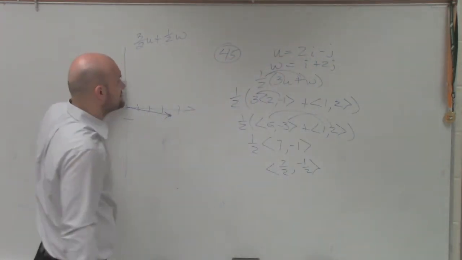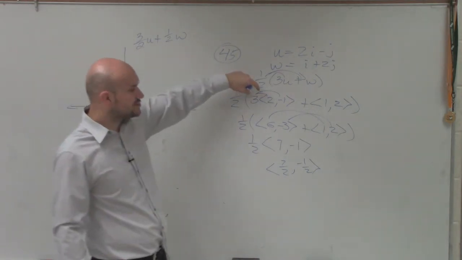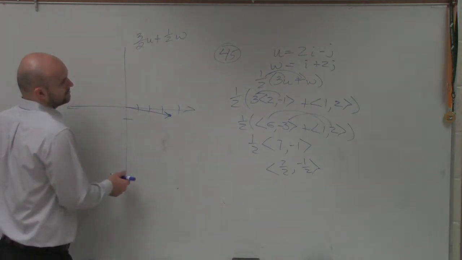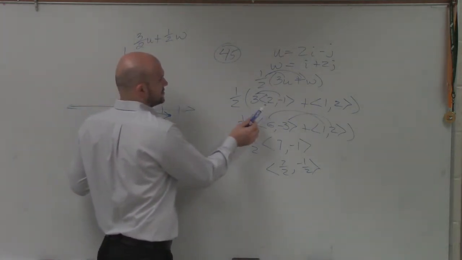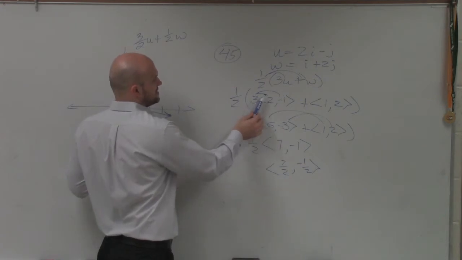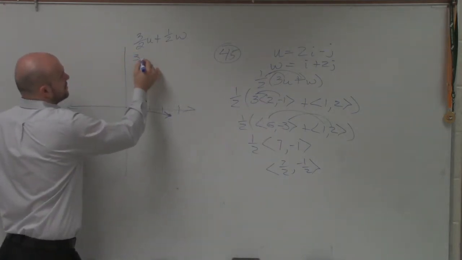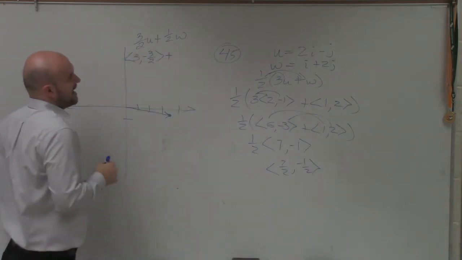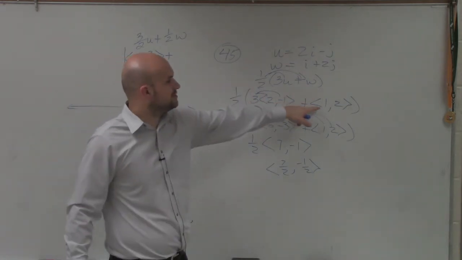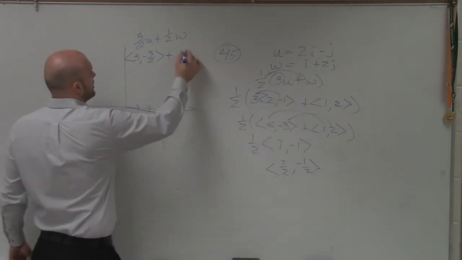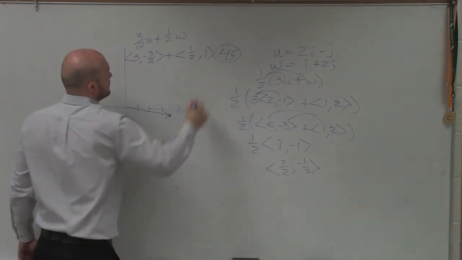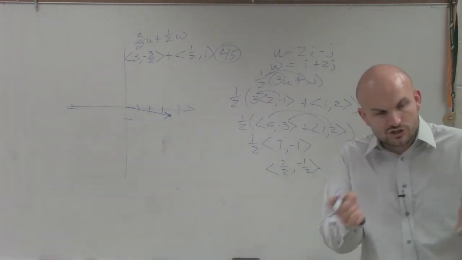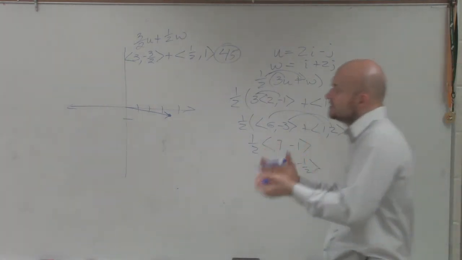So 3/2 u, you can say here's your u, is going to be 3/2 u. So that's going to be ⟨3, -3/2⟩, plus 1/2 w. So here's our w. 1/2 of that is going to be ⟨1/2, 1⟩. Would everybody agree with me on what I did? I just multiplied each one of those by scalars, because again, geometrically, you want to show it as two smaller vectors adding up to give you your larger one.